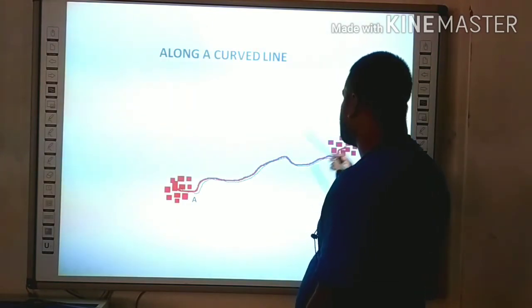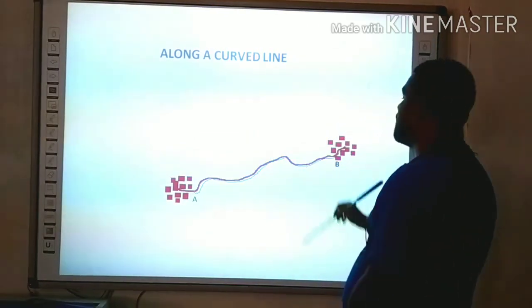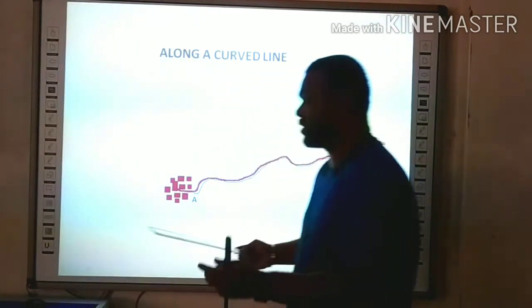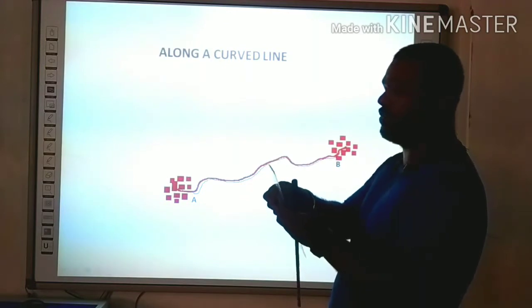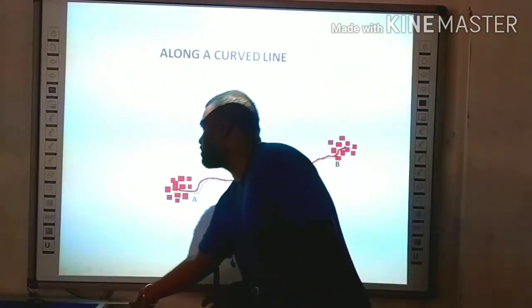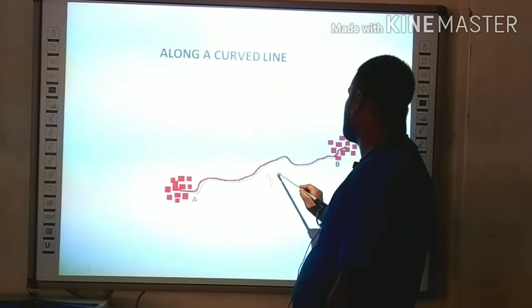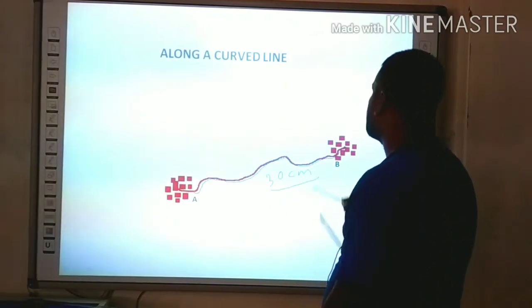Finally it ends. Now take your ruler and put the thread that you have used for measuring over the scale and find the distance. How much did it come? 30 centimeter between settlement A and settlement B along a cart track.